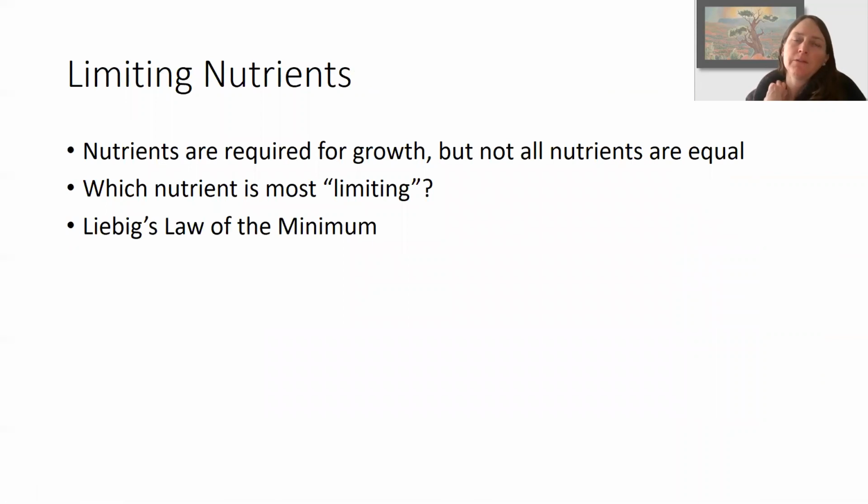So when we're talking about nutrients and the growth of plants, all these nutrients are required for plant growth, but they're not all required in the same amounts. And sometimes plant growth can be halted because a particular nutrient is not common enough. And so it doesn't matter how much of these other nutrients you add, the plant won't grow because there's one nutrient that's limiting its growth. And so this is called Liebig's law of the minimum.